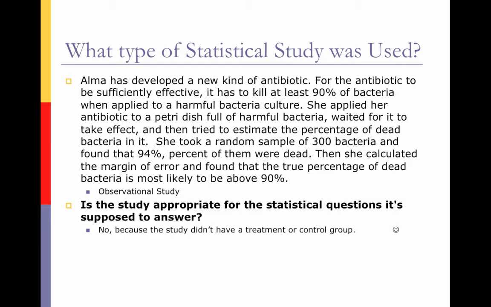Is this study appropriate for the statistical questions it's supposed to answer? And no, because the study didn't have a treatment or a control group. Because there was only one group, that's what made it an observational study and not an experiment. If she would have had a control group or a second treatment group, then it would have been an experiment, and then we could have had more of a cause and effect relationship. But because it was an observational study, because it was only one group, we can't actually answer the question that she's asking.